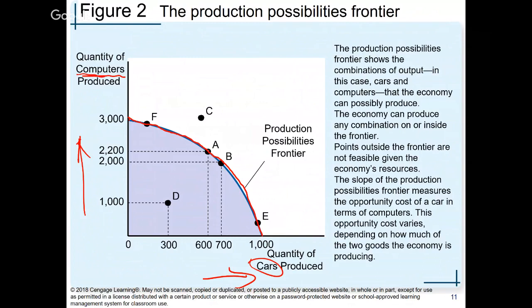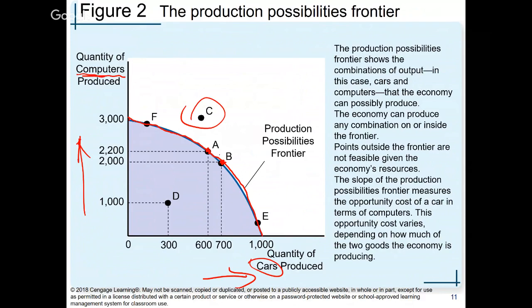So for combination A here, we can produce 2,200 computers and 600 cars. And combination B here can produce 2,000 computers and 700 cars. So it shows you how much you can produce at a maximum. Now, can we produce more than that? Can we produce a point C here? Well, the answer is no, we can't. Because point C is more than our possibility.